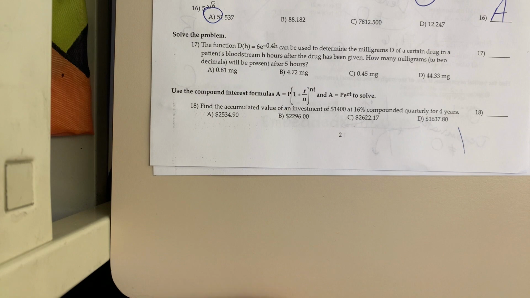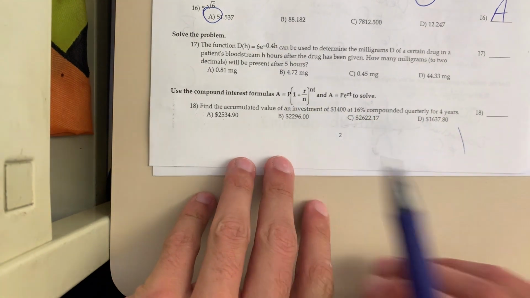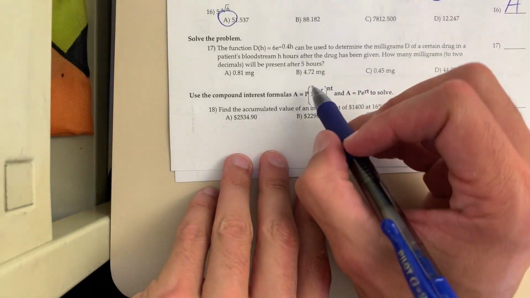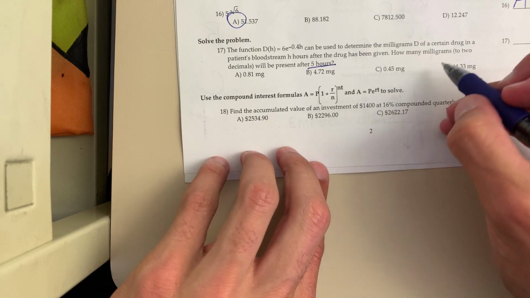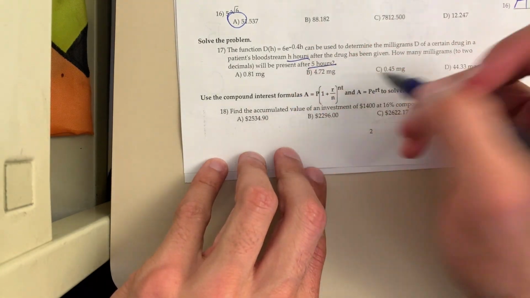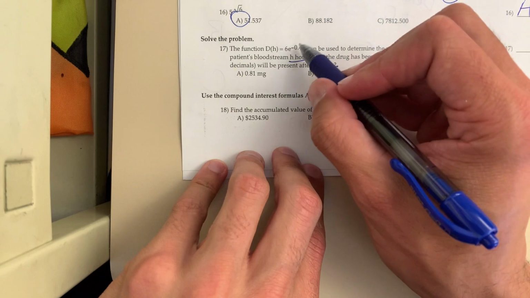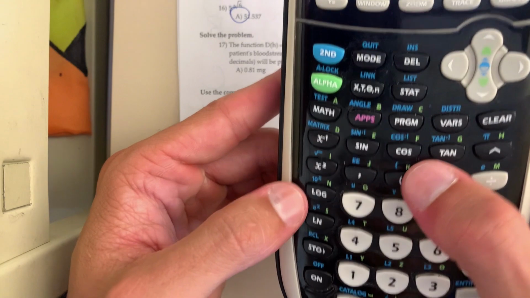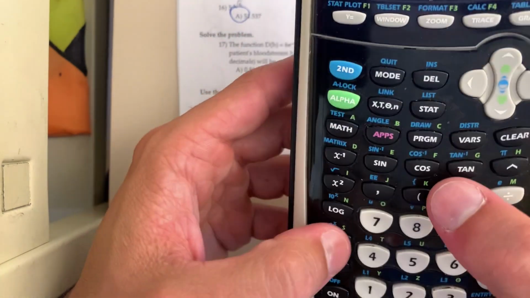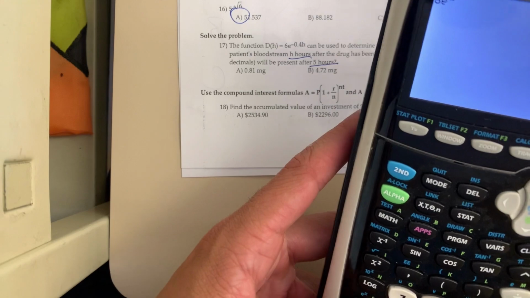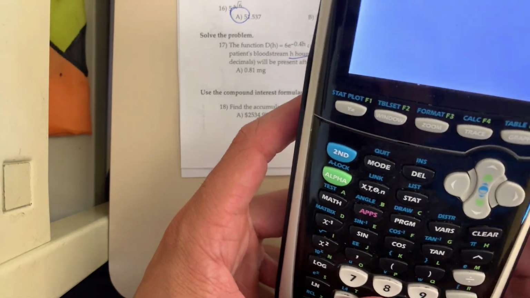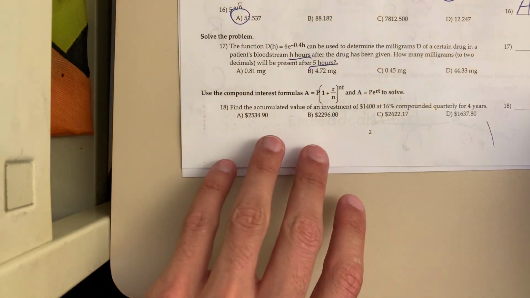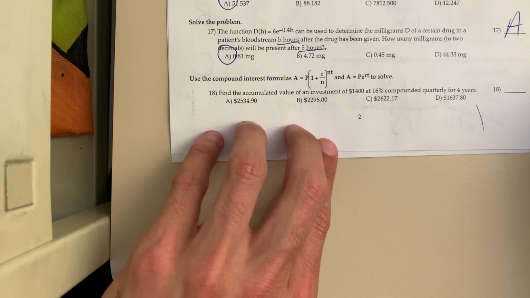All right, so number 17 is asking about a function with e, right? So just reading through that, it's asking how many milligrams based on this equation will be present after 5 hours. So it's saying h is hours, right? And so this is just as easy as taking this function and substituting in 5 in there. So you can just substitute that all into your calculator. So that would be 6e, e to the x is second natural log. So 6e to the negative 0.4 times 5. And when we do that, we get an answer of about 0.812. So that would be answer A.